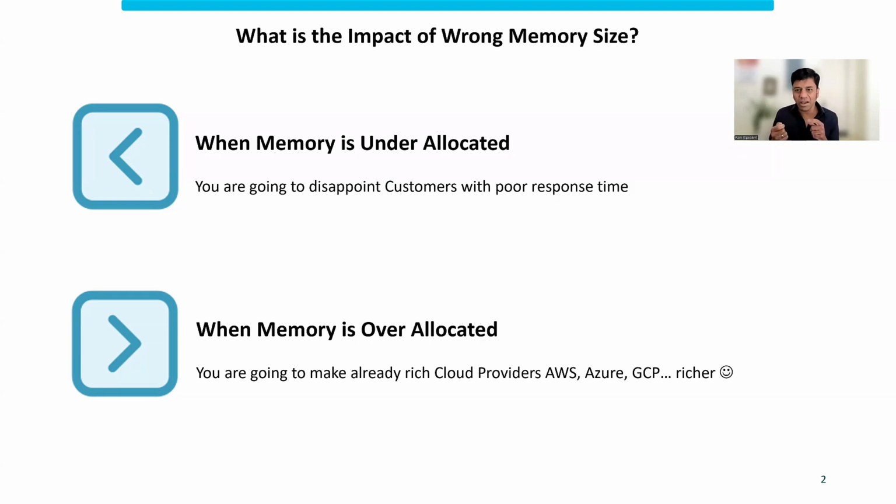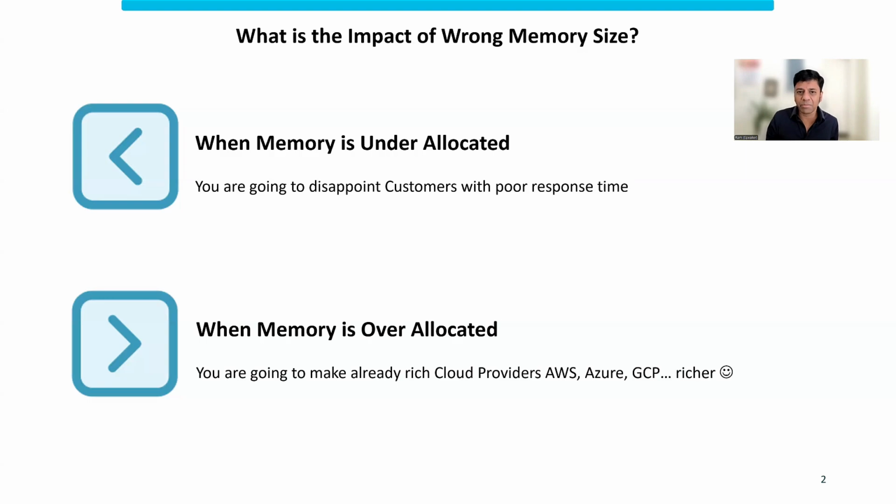So friends, in this session, what we're going to discuss is how to come up with the correct memory allocation. What are the strategies? What are the tools? How to come up with the right memory size? By achieving the right memory size, your customer-facing response time is going to get better, and your cloud hosting bill is also going to come down. These are two very significant impacts that you can bring to your organization.